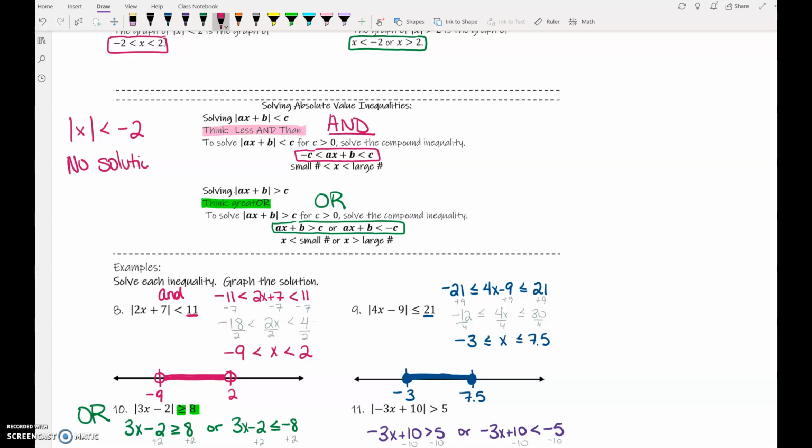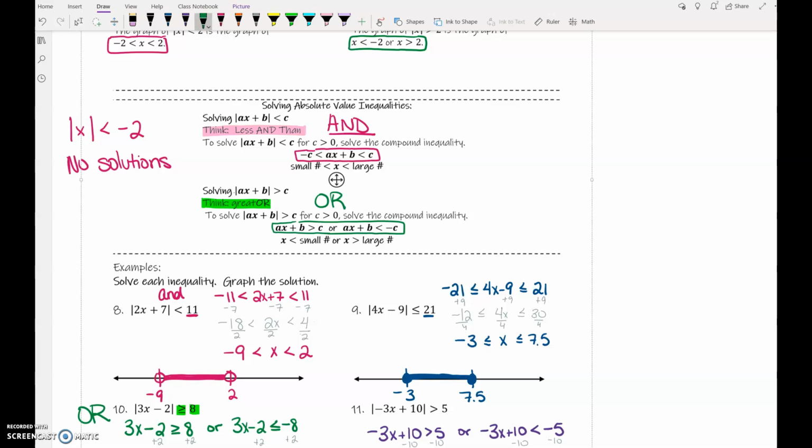And if you think of it in terms of distance, absolute value is distance from 0. It is impossible for the distance to be smaller than a negative number because a negative distance doesn't exist, so you can't be smaller than something that doesn't exist.